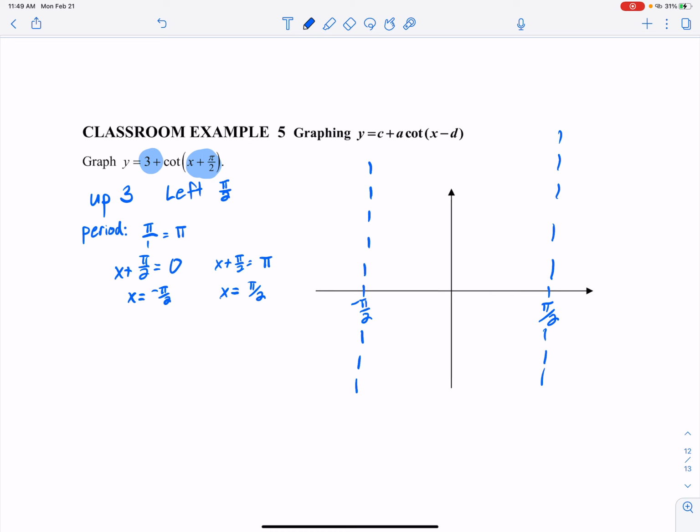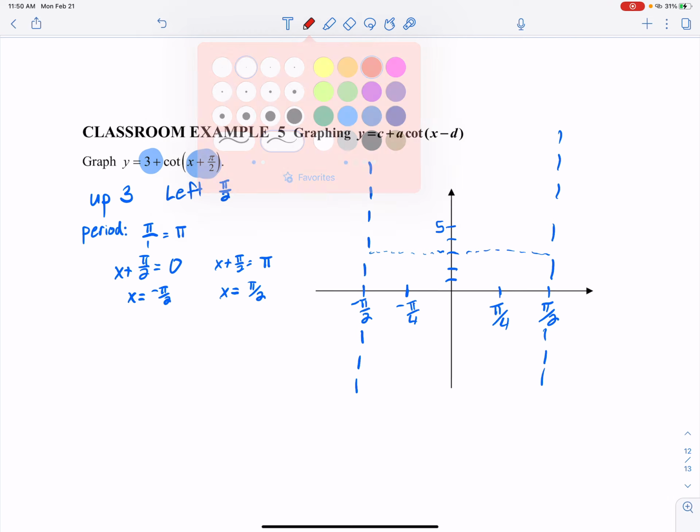I also want my reference for my midline. I like that. Where does that happen? At 3. So I'm going to go up 3, 4, 5. I'll do 5 there. So 3 is my reference line here. It's just a midline. It's not an asymptote. I'm going to cut my interval up into 4. Luckily, it's symmetric about 0, right? So we get pi over 4 and negative pi over 4.